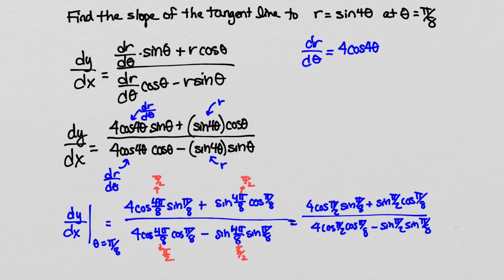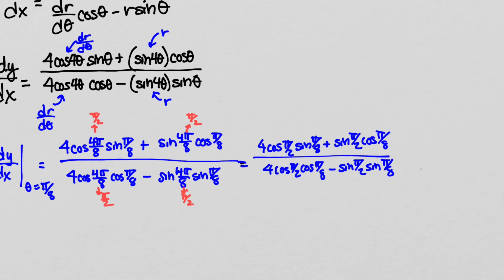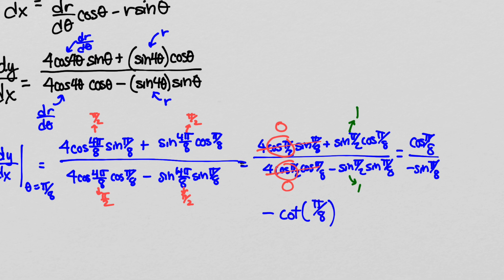And so what happens, what do you guys get happening? Cosine at pi over 2 is just 0, right? So these two terms drop out. Sine of pi over 2 is actually equal to 1. And so I think what you're left with is 1 cosine pi over 8 minus 1 sine pi over 8. And I like to write that as minus cotangent pi over 8. Though either of these will work.